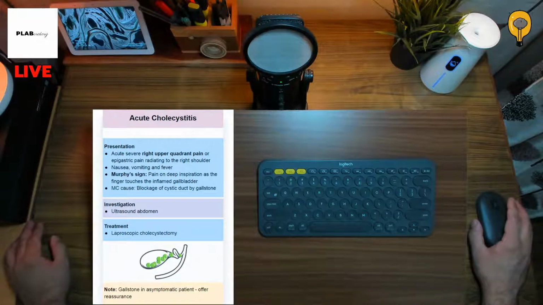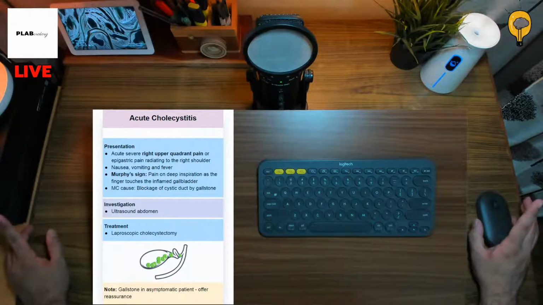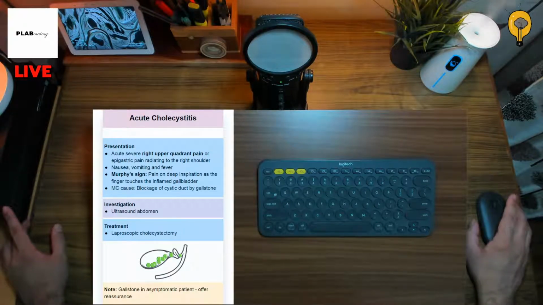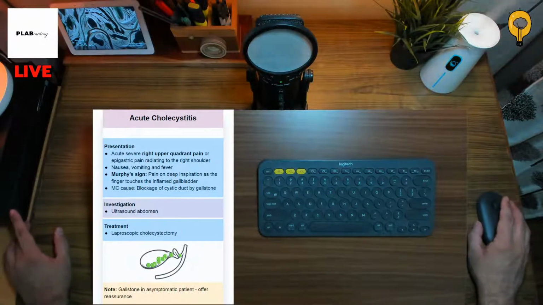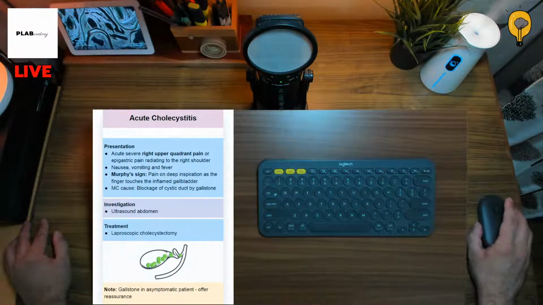This is positive Murphy sign. It is only positive when it is negative on the left upper quadrant, and this test is sensitive, but it is not specific to cholecystitis. Now here, elevation of ALP is more than ALT, which is pointing towards biliary obstruction with cholestasis, and gallstones can be there which are obstructing the cystic duct, causing acute cholecystitis.